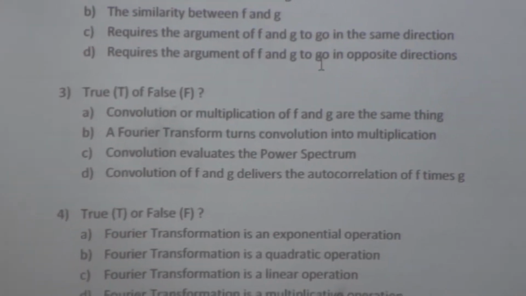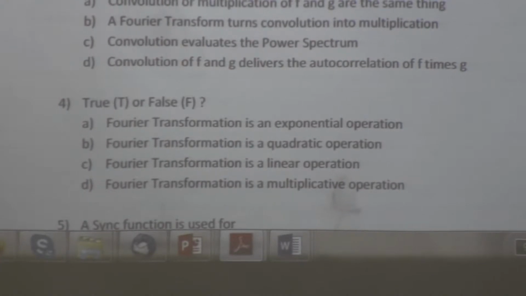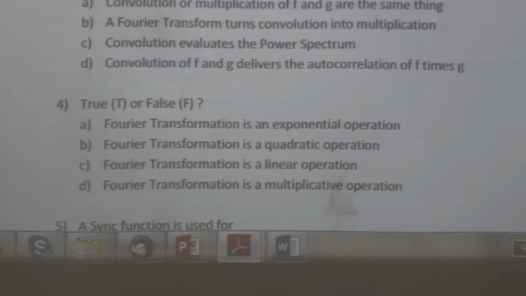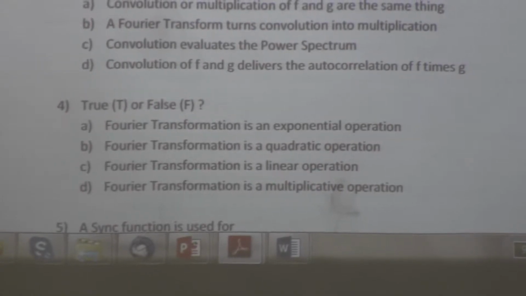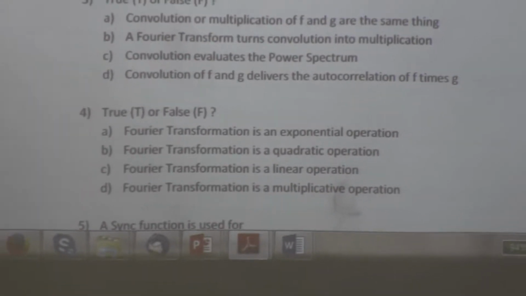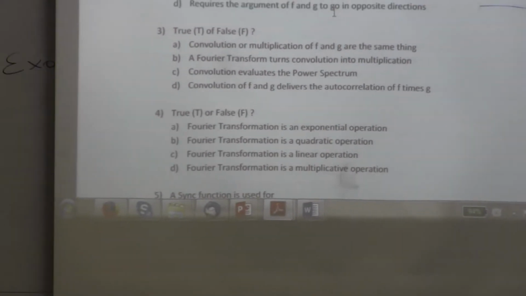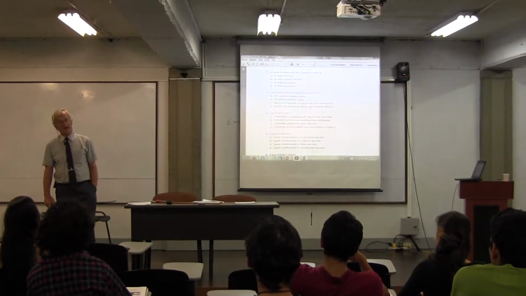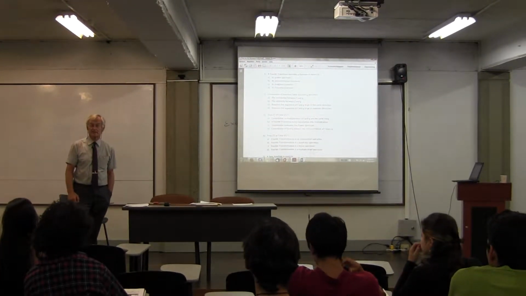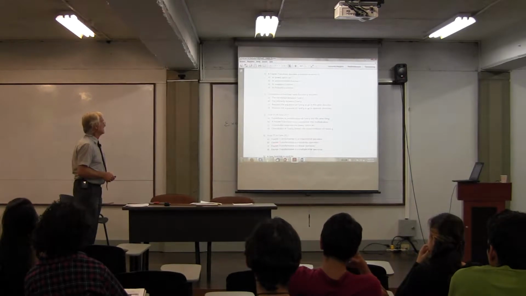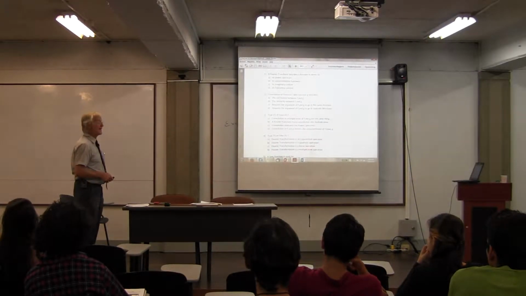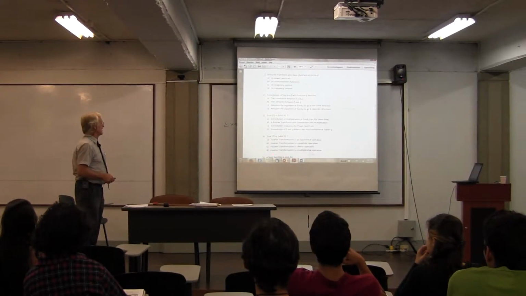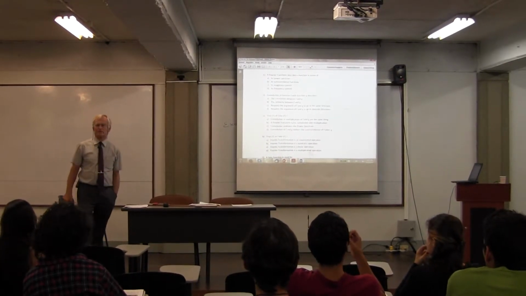True or false? A Fourier transform is an exponential operation. You might think so, but it is a cos transform and a sine transform, separately, only described in a rather weird notation. But it is a cos transform and a sine transform. And those are not exponential operations at all. In fact, they are not a quadratic operation either. They are a linear operation. A Fourier transform is therefore not at all multiplicative.